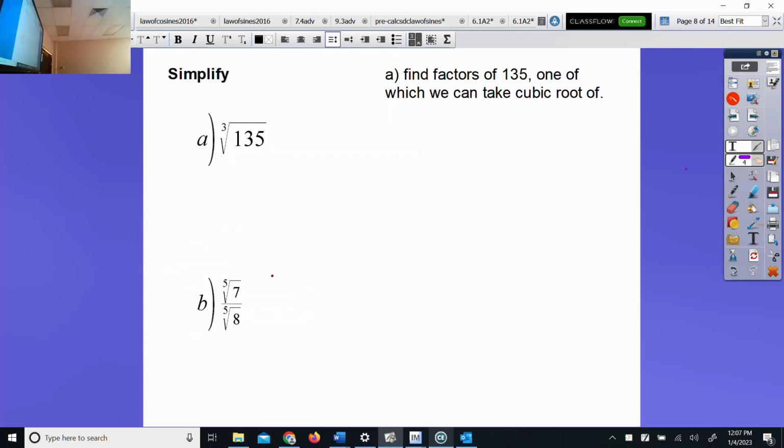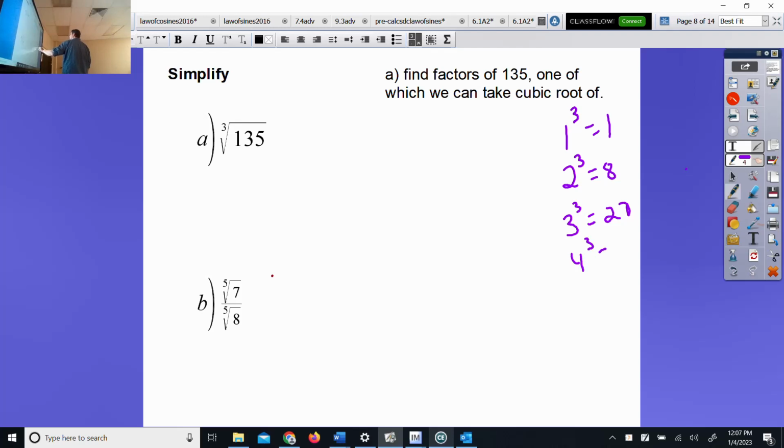You're asked to simplify the cubic root of 135. So if somebody asks me about a cubic root, what I like to do is I like to think about some cubes. Well, I know 1 cubed is 1. I know 2 cubed is 8. I know 3 cubed is 27.